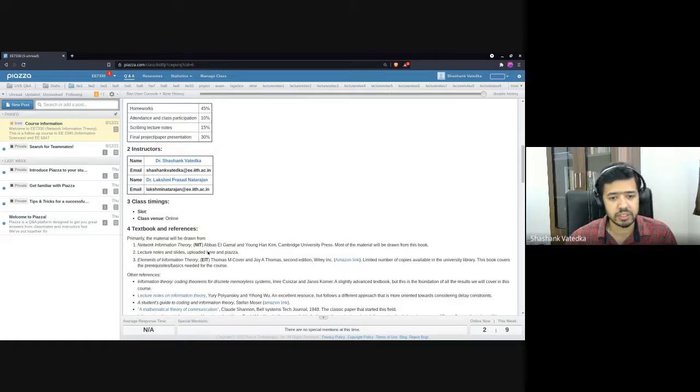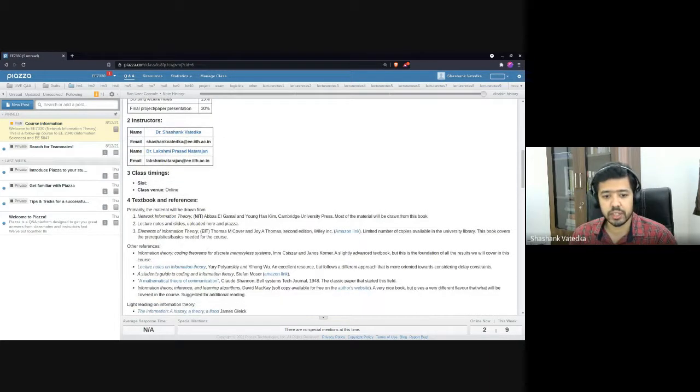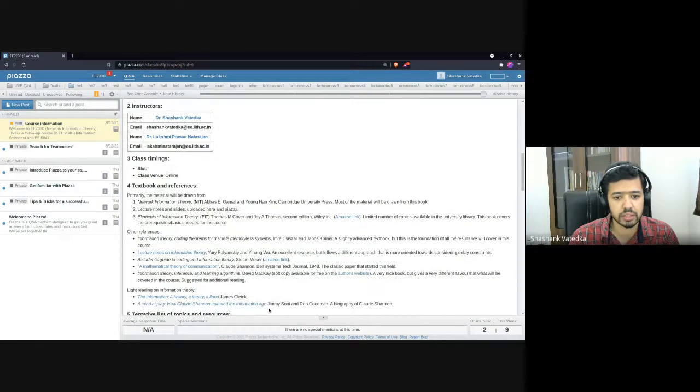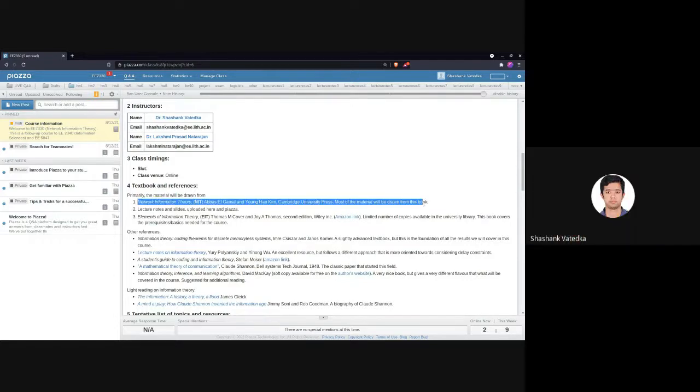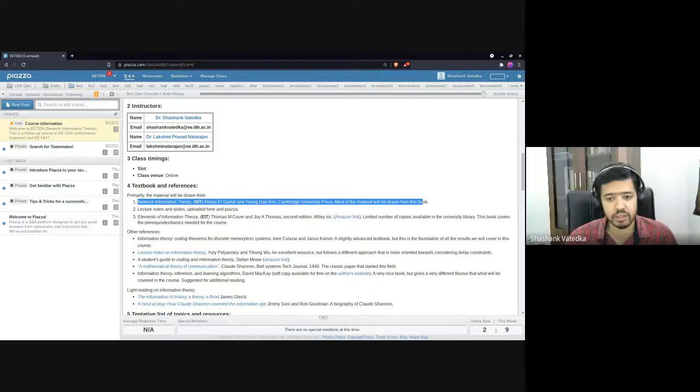So as I mentioned, this is sort of a second course in information theory and is about multi-user systems. The list of textbooks and the references are listed over here. This is only a small list, but primarily we'll be following this book, Network Information Theory by Abbas El Gamal and Young-Han Kim. There are also a couple of copies in the library if you're on campus, but otherwise, I guess you'll find an online copy.